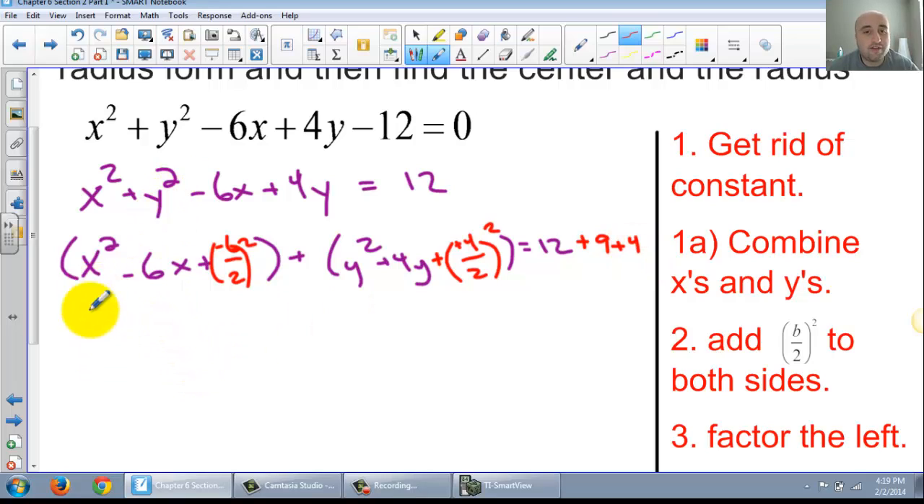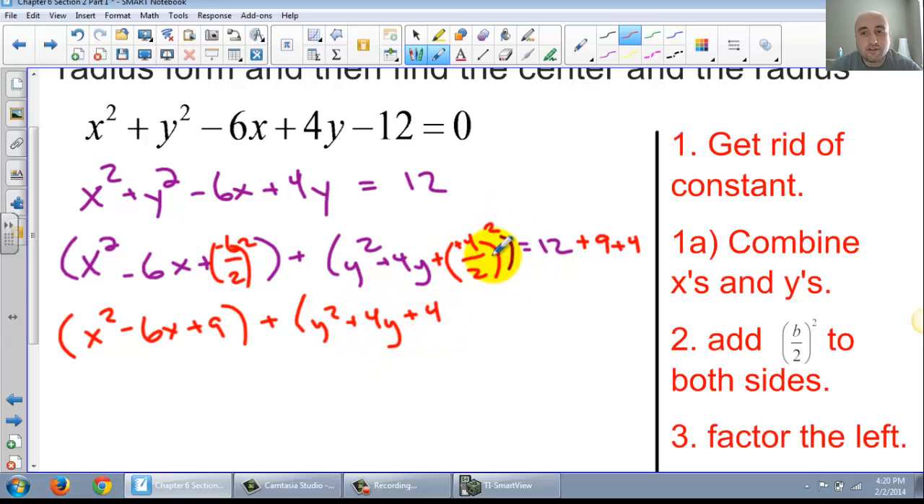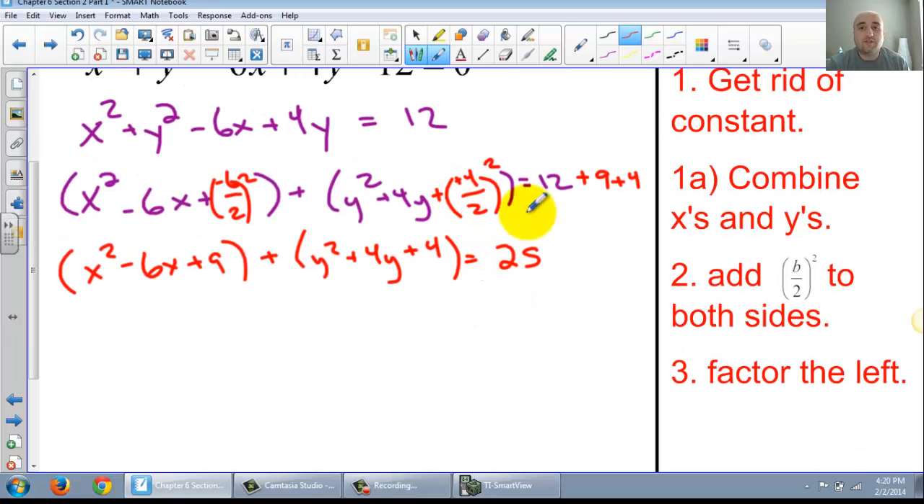Okay, now simplify everything that we see here. So x squared minus 6x plus 9, plus y squared plus 4y plus 4, equals 12 plus 9 plus 4. 9 plus 4 is 13. 13 plus 12 is 25. Okay, so that's step 2. Basically we're just doing two completing the squares in one problem.